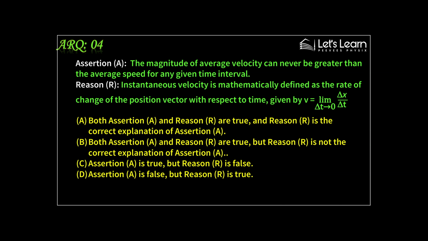Number 4: the magnitude of average velocity can never be greater than the average speed over any given time interval. True. The reason for that is displacement is always the shortest, smaller than distance. So average velocity will be smaller than the average speed. And the reason: instantaneous velocity is mathematically defined as the rate of change of position. That is also true. Both of them are true, but the reason is not the correct explanation. The correct explanation for the assertion is that average velocity is smaller because displacement is always smaller than the total distance traveled. So the assertion is true. The reason is also true, but it is not the correct explanation.